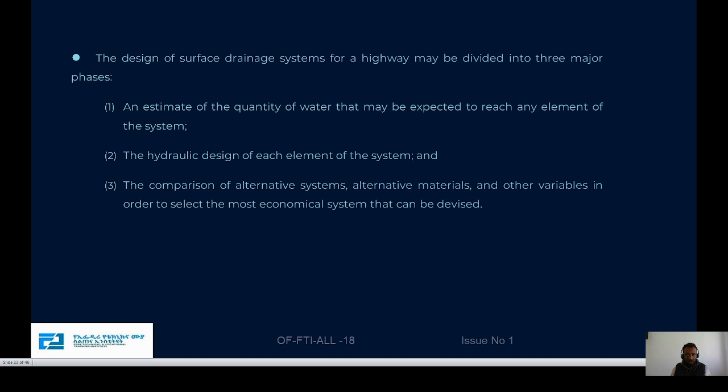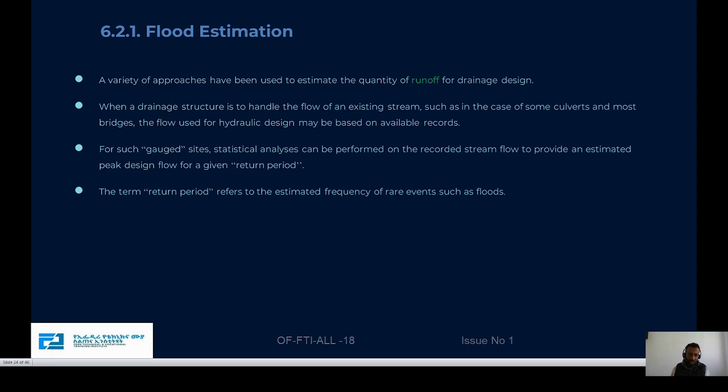So this will be the widths, the slope, the height of the ditches, also related to the hydraulic design. And lastly, two or three types of alternative systems of material will be used. So for example, concrete, for example, masonry. So many materials or alternative materials, mostly economical materials, will be used. So mostly it will be advised to use local materials.